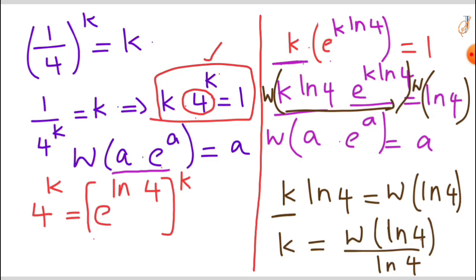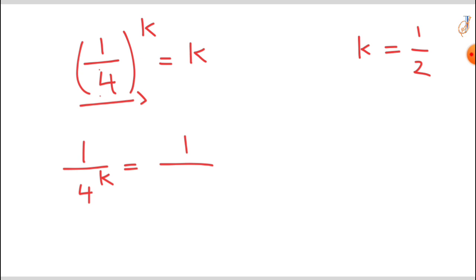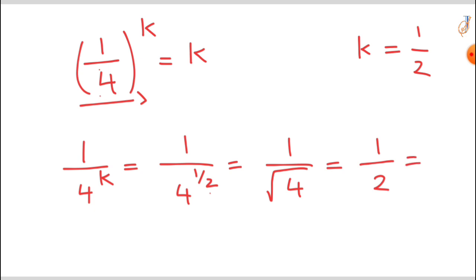But does this 1 over 2 satisfy our given expression or not? Let's go and check. Let's take the LHS part. We found that the k value is 1 over 2. Let's apply it here. This LHS we can write as 1 over k over 4 power k. 1 power k is nothing but 1 only. So that's equal to 1 over 4 power k, that is 4 power 1 by 2. So that is equal to 1 over 2. We can write this as square root of 4, isn't it? And we know that the square root of 4 is 2 only, which is the same as our k. So k value 1 over 2 is the correct solution of this expression.